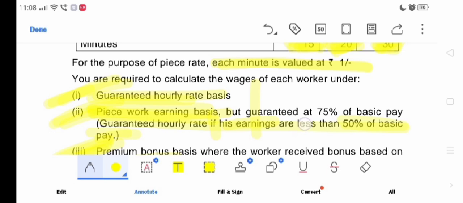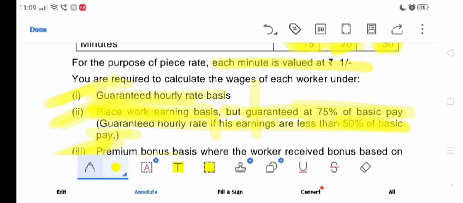If his earnings are less than 50% of basic pay, then they are guaranteed at 75% of basic pay. Because if it is less than 50% of basic pay, why would they work? For example, if basic pay is 100 rupees and they get less than 50, then it is guaranteed at 75% of basic pay. Otherwise, whatever earnings they get are their total earnings.